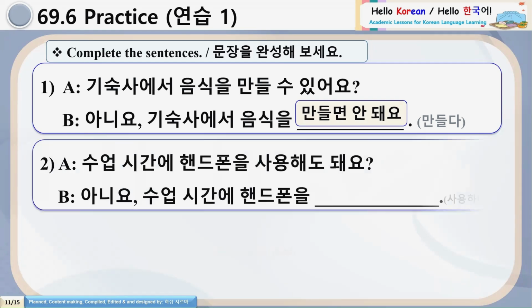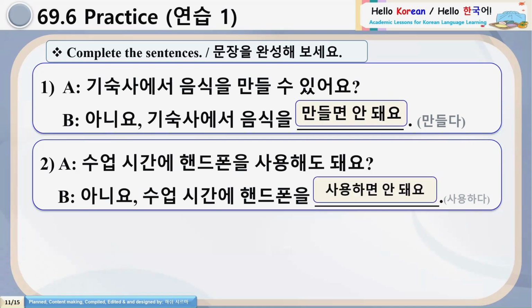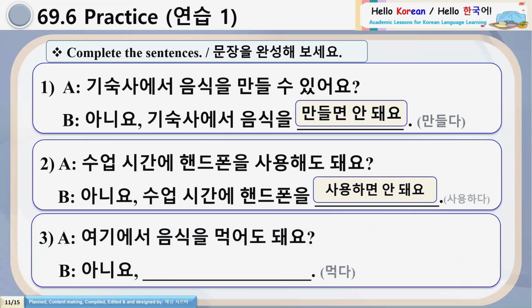Come to the second example. A. 수업 시간에 핸드폰은 사용해도 돼요? 아니요. 수업 시간에 핸드폰을, in the bracket it is given 사용하다. Do the conjugation of eu-myeon and dweda and then add oyo. It will be 사용하면 안 돼요. 잘했어요. Number 3. A. 여기에서 음식을 먹어도 돼요? 아니요. Yes, tell me the answer. 감사합니다. 먹으면 안 돼요.